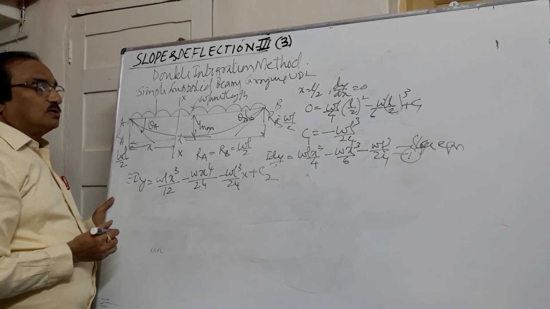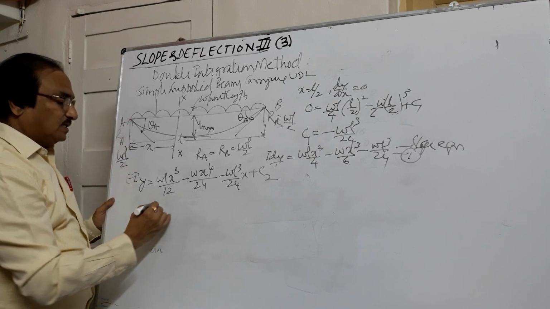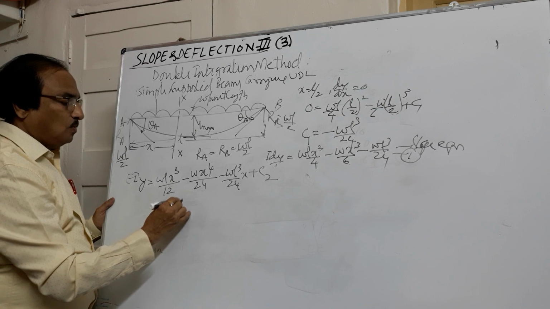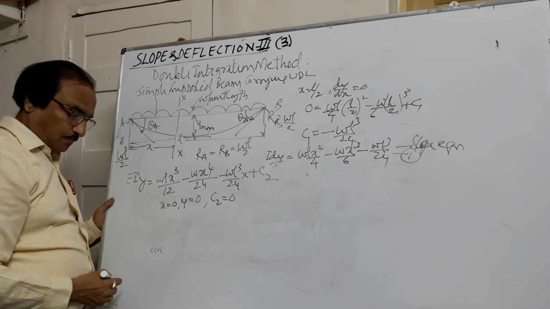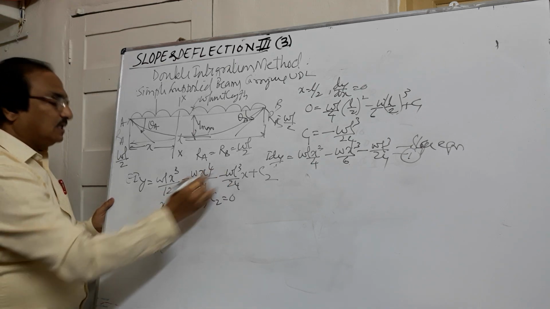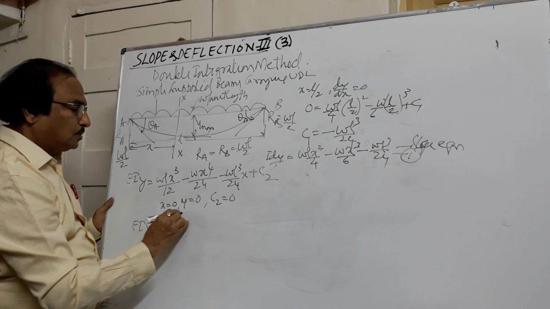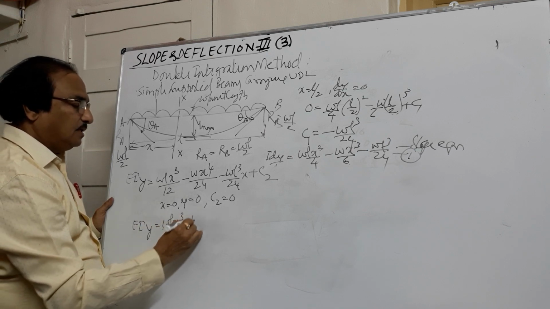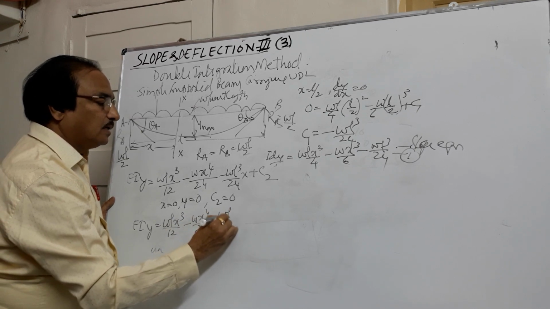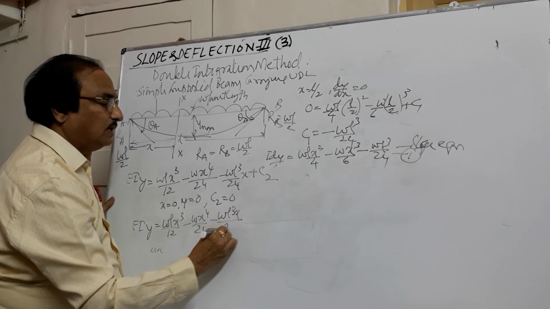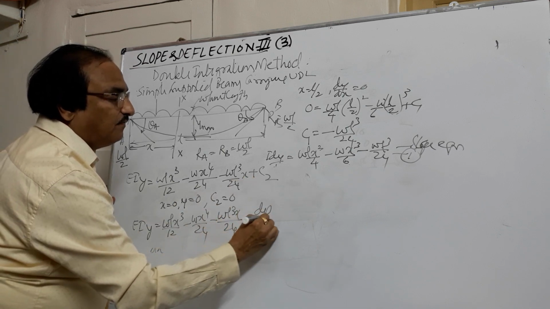Again we will have to find out the constant of integration. We know at A there is no deflection, so when x is equal to 0, y is equal to 0, so you get C2 equal to 0. Now substituting this here, EI into y is equal to WL x cube by 12 minus W x raised to 4 by 24 minus WL cube x divided by 24, plus C2 is 0. This equation is known as the deflection equation.